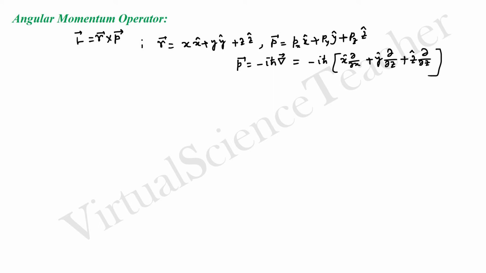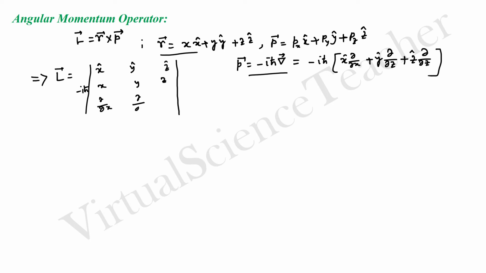Okay, so I am just putting this R and this P here. So what happens in finding the cross product value? For the cross product, I can write it by this method. This is x, this is y, this is z. This is minus i h cut. In all cases, I can take the minus i h cut outside of the cross product to write less.